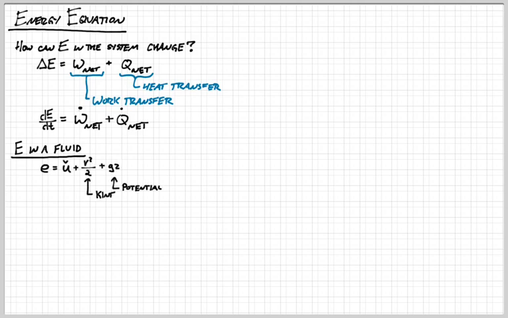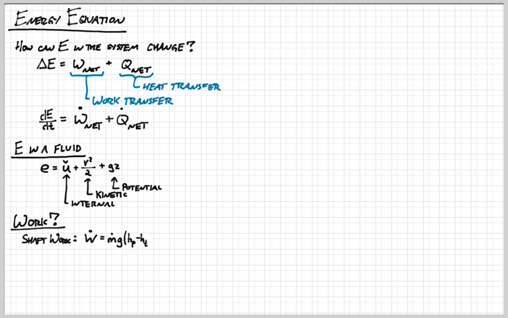Within a fluid itself, we can have three forms of energy. And so in that lowercase e there, I'm representing internal energy as the U with the little hat over top of it, kinetic energy or energy of motion with the V squared over 2, and potential energy represented as gravity times position z.